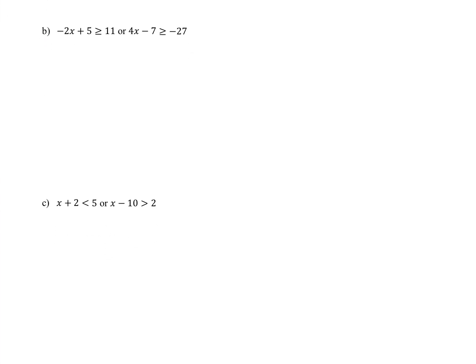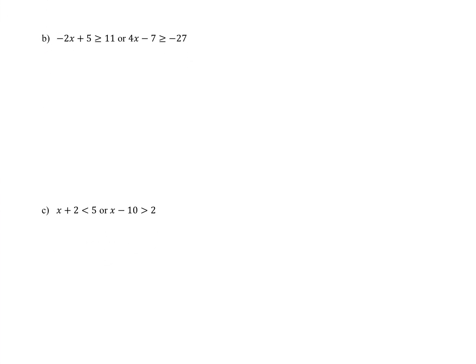Let's take a look at example 3. Go ahead, try to solve this by yourself and check in with me. I'll go ahead and just work through the solving. Subtract 5 from both sides. -2x is greater than or equal to 6, since 11 minus 5 is 6. Dividing both sides by -2, when I do that, I've got to switch my sign. x is less than or equal to -3.